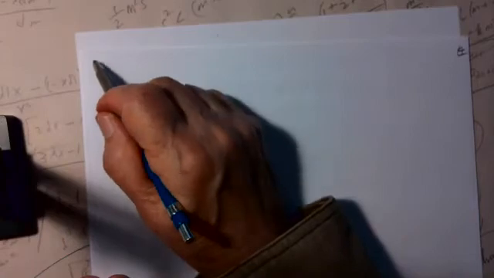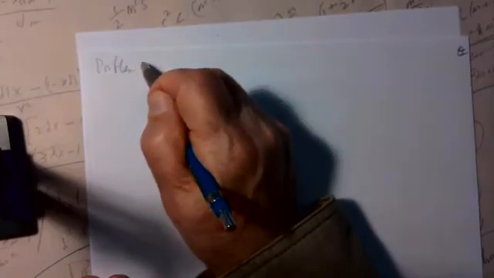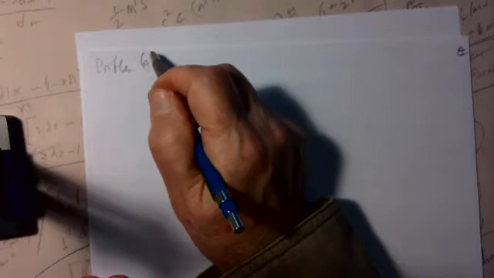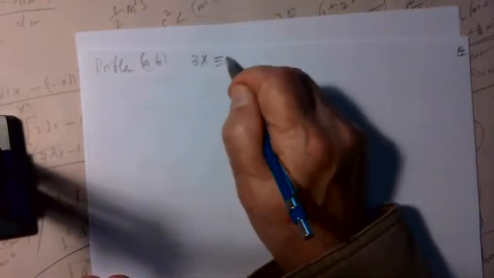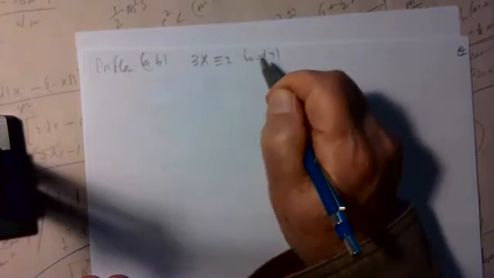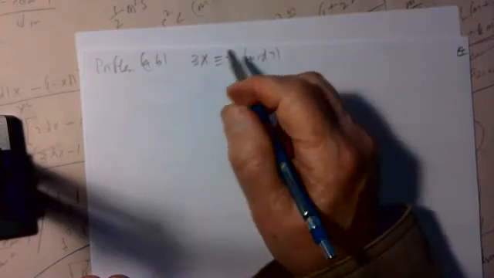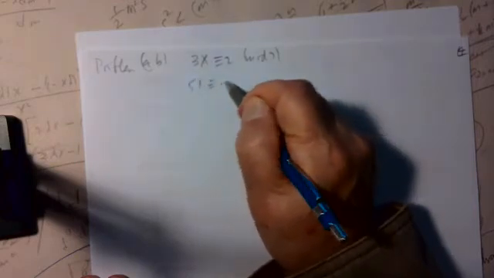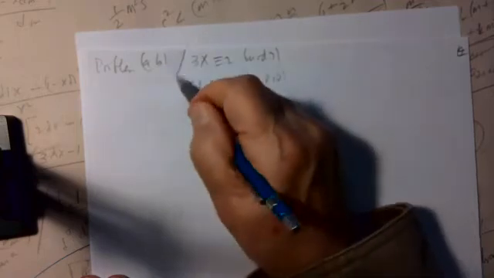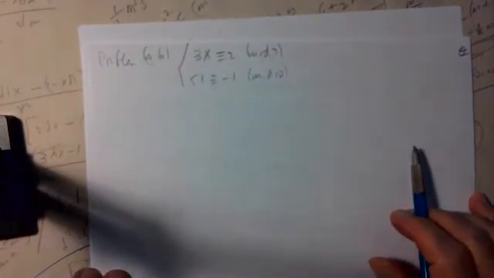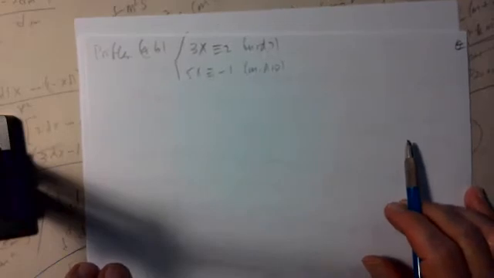Let's look at part B for this problem. So this is problem 4B. Can we solve the congruences 3x congruent to 2 mod 7 and 5x congruent to minus 1 mod 10? So we want to find all integers that satisfy these two congruences.